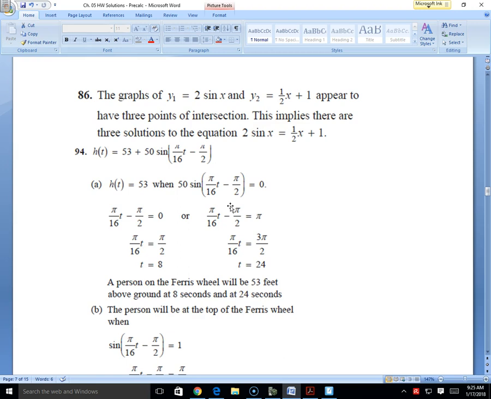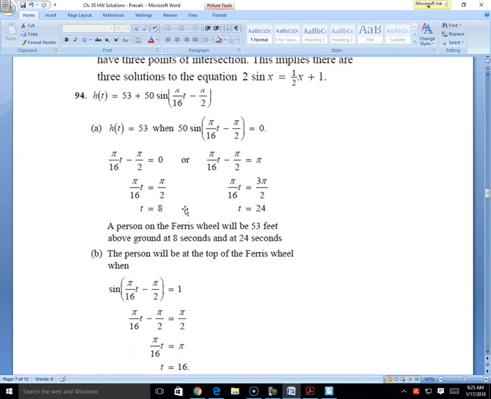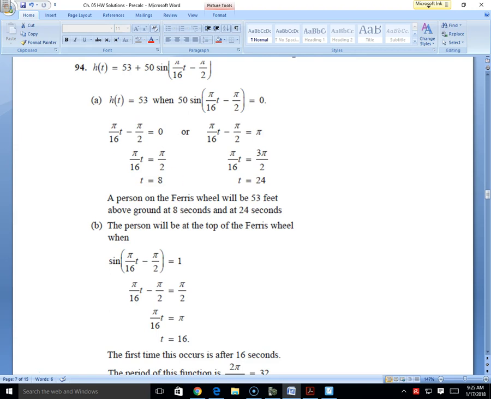Number 94, let me get it up on the screen. That way it'll be on the video. Starting with the function, they say let it equal 53. So you could have used math or you could have used your calculator on that one. They solved and got 8 and 24.